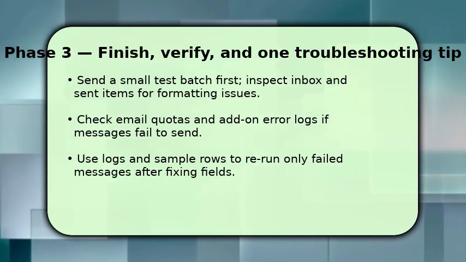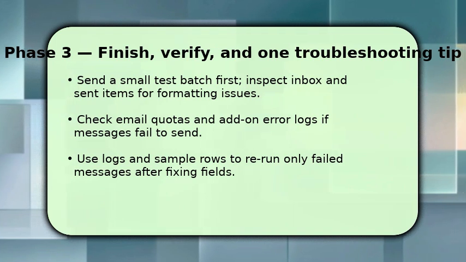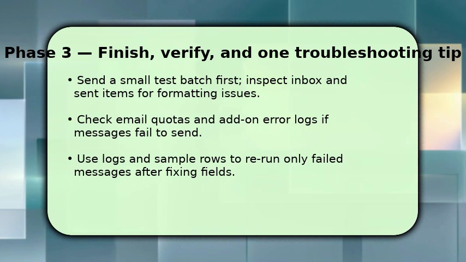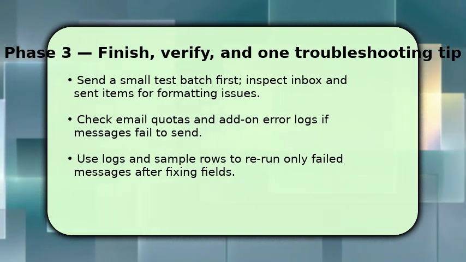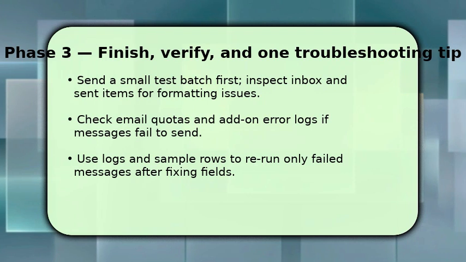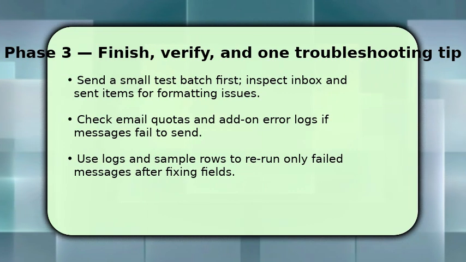Once satisfied, send the full batch, but make sure you know Gmail daily sending limits. Exceeding them pauses delivery. If messages fail, open the add-on error log to identify missing fields or authorization problems. Then fix the sheet or template and rerun only the failed rows using the log. This saves time and prevents duplicate sends.